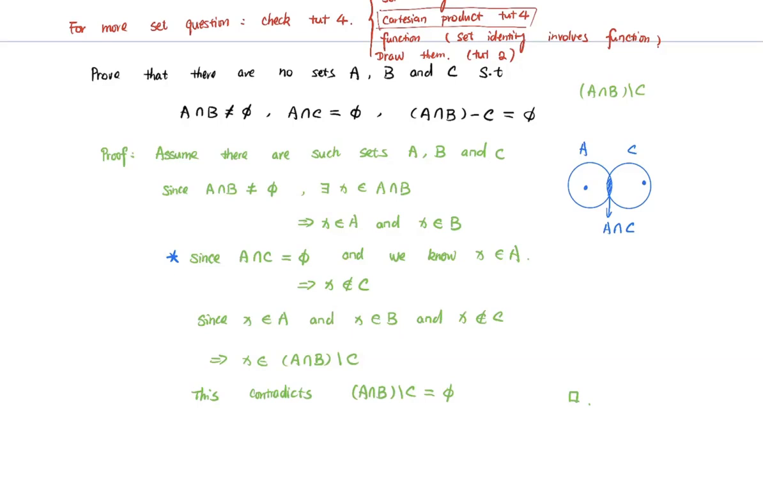Anyway, this showed us X is in A, X is in B, and X is not in C, which is exactly this: A intersect B minus C. So since we have an element in this set, that means it's not empty, which contradicts our assumption. Okay? Any question?